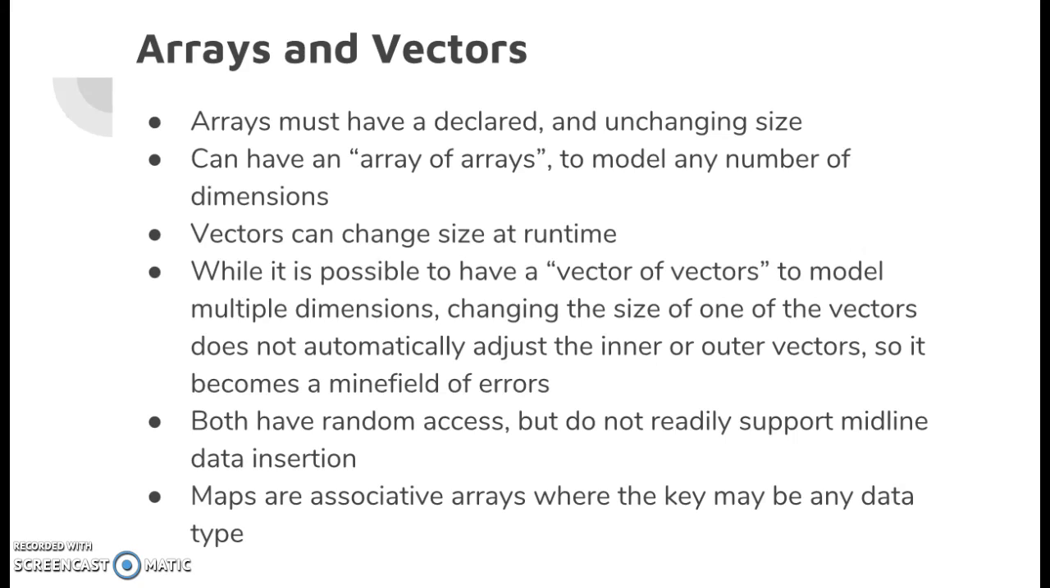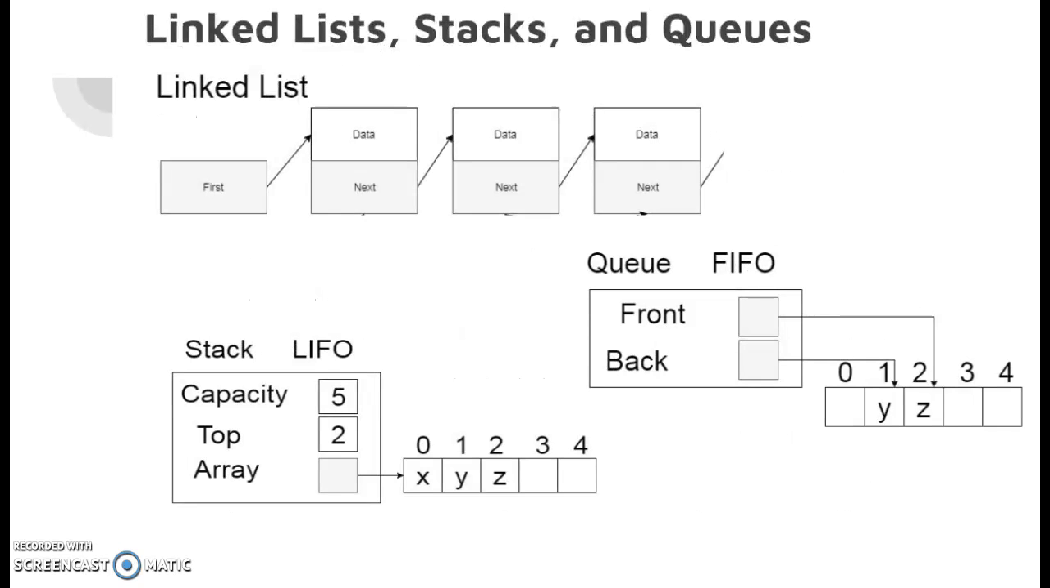Both have random access. You can access them via their index. But they're not very great at inserting information in between two items. So you have data in slot 0 and slot 1. You can't readily insert data in like a slot 0.5. You can have associative arrays, where instead of an index, you have a key of a different data type. Maps are a specialized associative array where those keys can be different data types from each other.